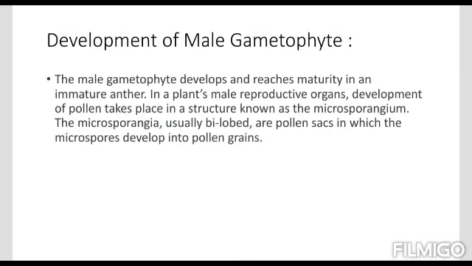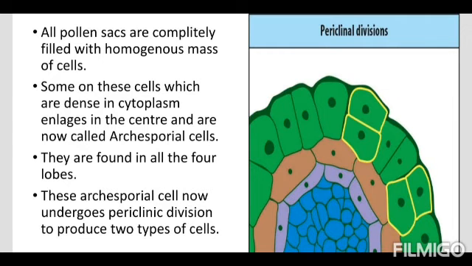As you all know, every living body is made up of cells. A plant is also a living organism, and it is also made up of cells. In the initial stages, when the flower is in a bud stage, it is just a homogeneous mass of multiple cells. All these cells are similar or alike in nature. When they are in the maturation period, the internal central mass of cells becomes denser in cytoplasm, and these specialized cells are named archesporial cells.